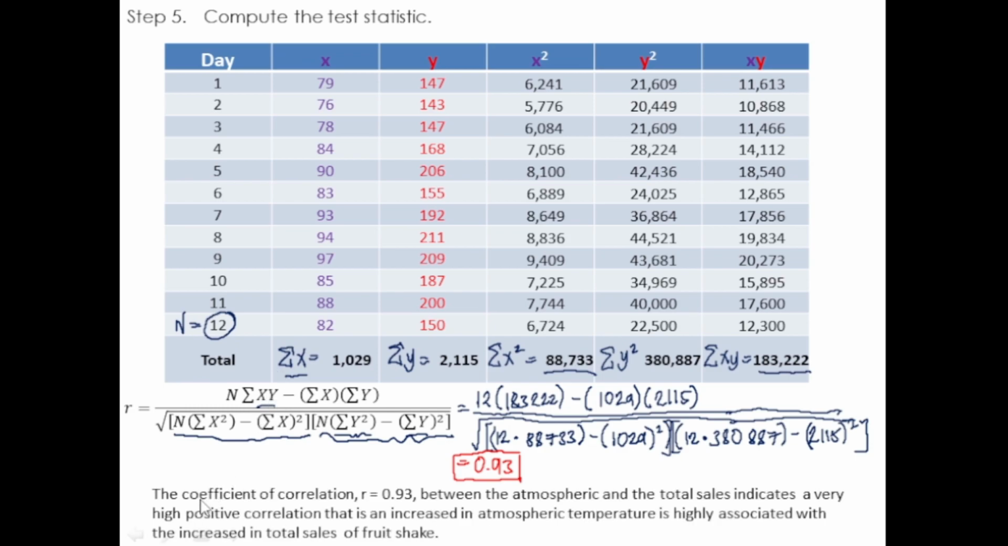So this is the interpretation. The coefficient of correlation R is equal to 0.93 between the atmospheric temperature and the total sales indicates a very high positive correlation, that is, an increase in atmospheric temperature is highly associated with the increase in total sales of fruit shake. Now that we solved for R, we're ready to have the t-test.